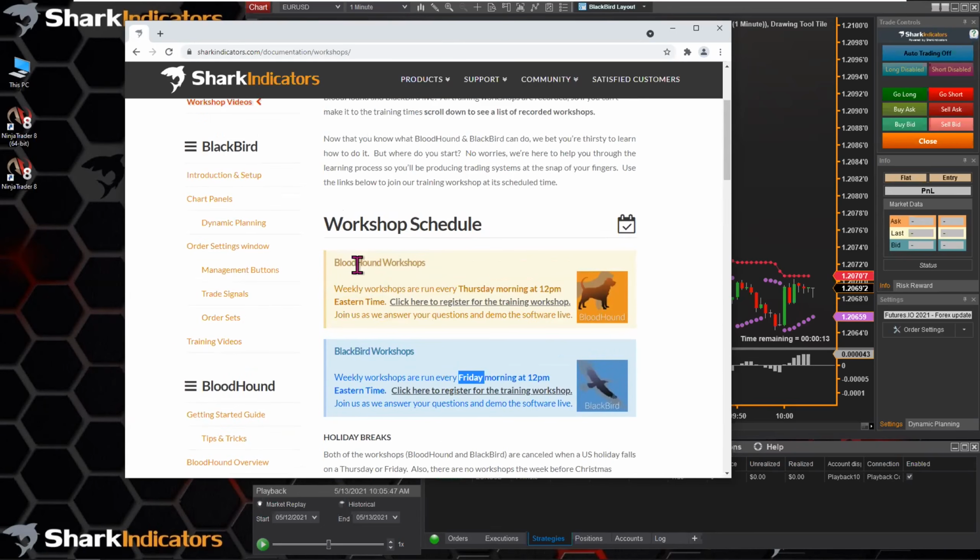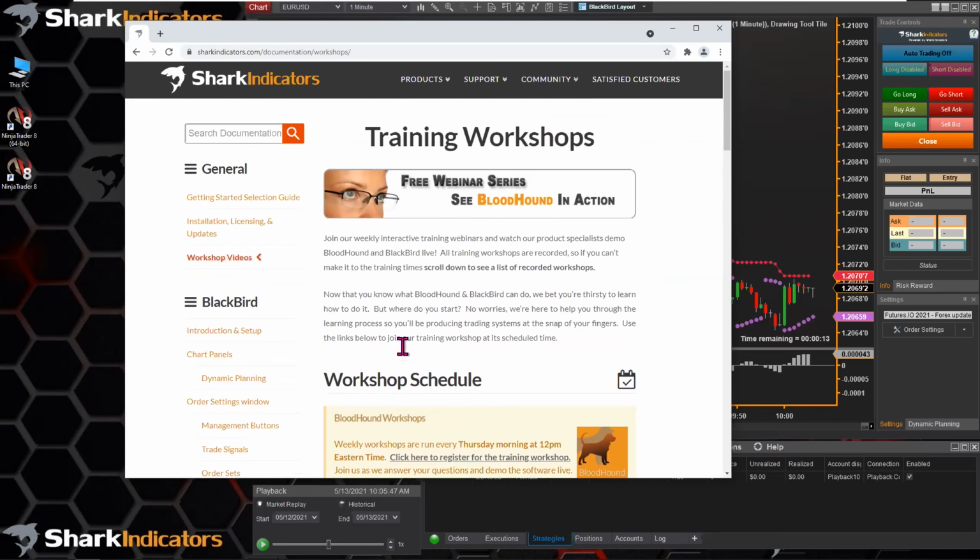So if you have entry signals that you want to learn how to implement into BloodHound, that's what the BloodHound workshops are for. And if you have some kind of fancy order management that you want to accomplish within BlackBird, that's what the BlackBird workshop would be for, right? So that's one of my main roles here in the workshops.